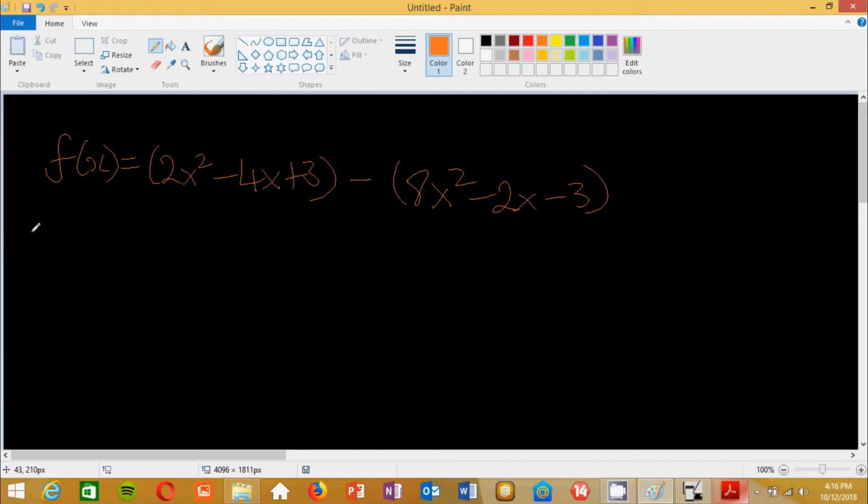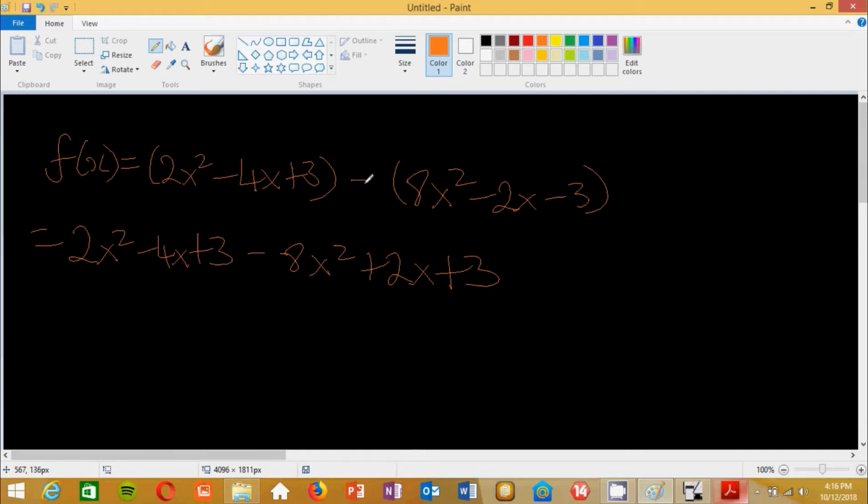So what are we going to do? We're just going to simplify this as it is. So 2x squared minus 4x plus 3, and then now comes the simplification here. We're going to expand this. Negative 1 multiplied by, when we expand this, the negative is going to multiply everything here, and that's going to give us negative 8x squared plus 2x plus 3.